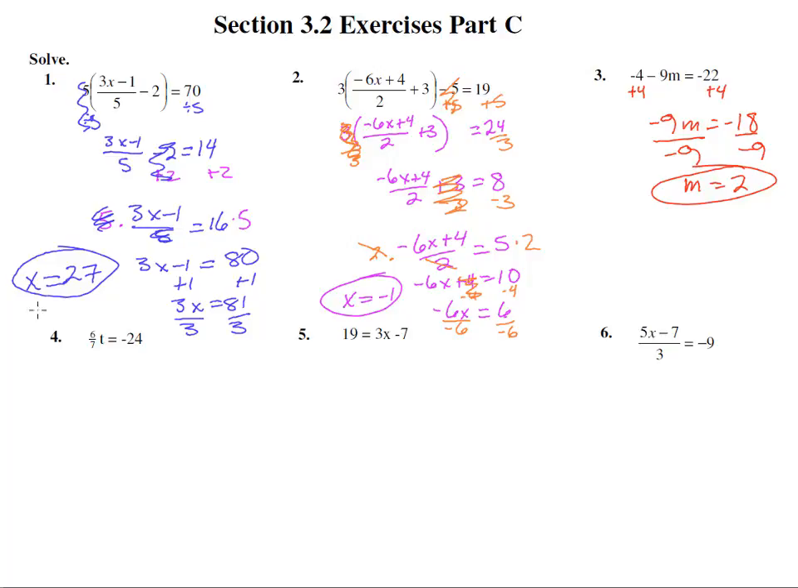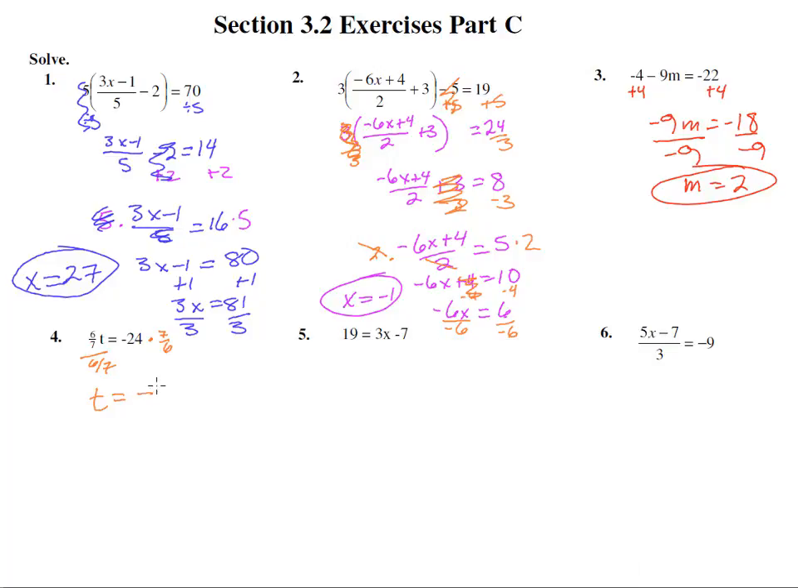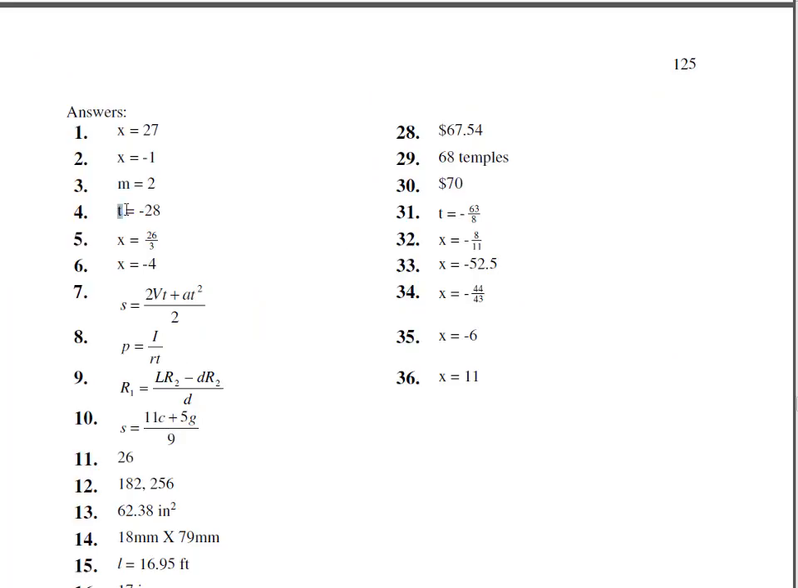We can do this one. We just have to get rid of this multiplying by 6/7. So we divide by 6/7. Now dividing by 6/7 is the same as timesing by 7/6. So t equals, let's plug that in our calculator just to make sure. 24 negative times 7 divided by 6 equals, and we get negative 28. Let's check our answer. Negative 28.